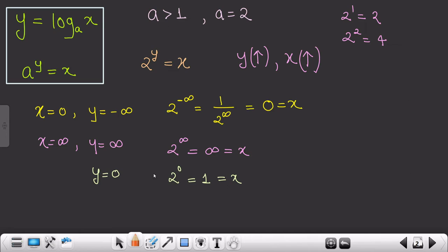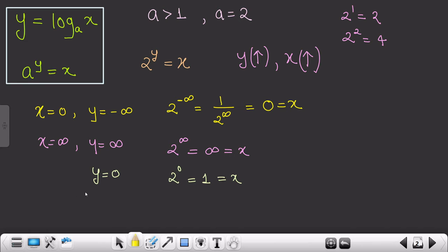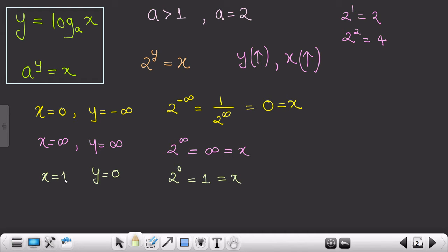So what we saw over here, if I'm putting the value of y as 0, I'm getting x as 1. So somewhere over here, when y is 0, I'm getting x as 1. Just a second, I will use a different color. Yeah, at y equals 0, I'm getting x as 1, correct?